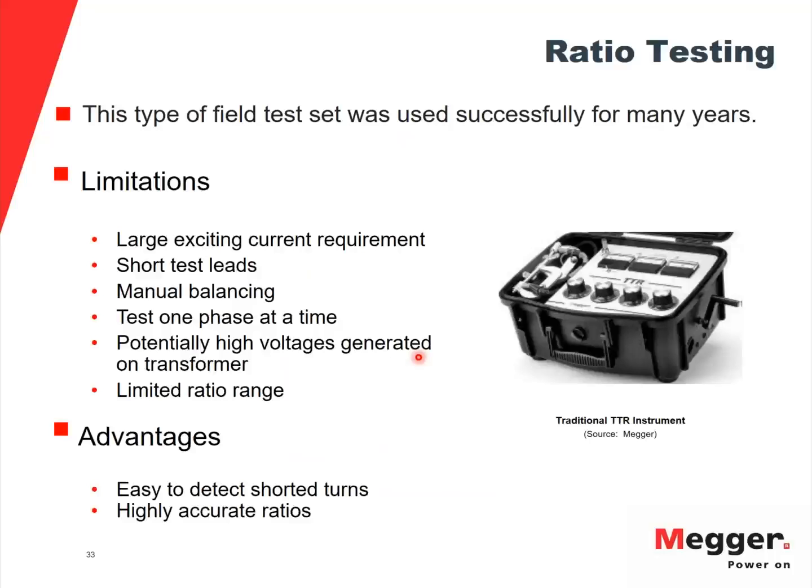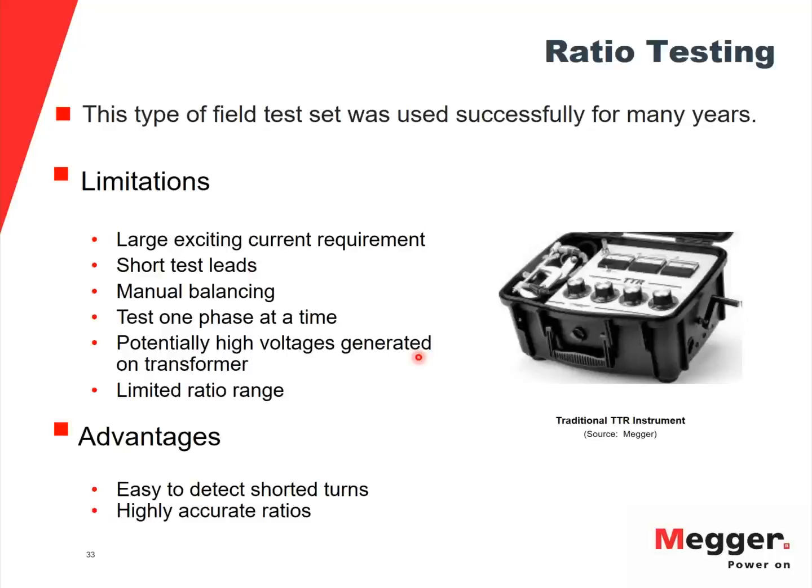This instrument was used successfully for many years, and the advantage of that instrument is that it provided a highly accurate ratio, and if there were any shorted turns in the winding, you would be able to detect that when you hand-cranked the turns ratio meter. So those were some of the advantages of the unit.